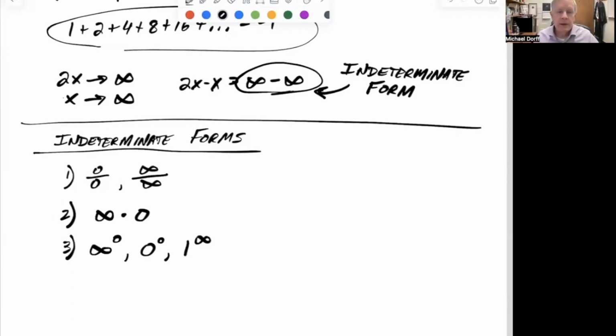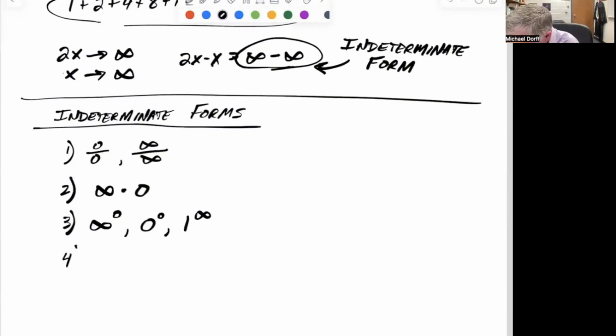Also 1 to the infinity. 1 to any power is 1, all right? 1 squared is 1, 1 cubed is 1, 1 to the 4th is 1. But something to a really large power like infinity, would that be infinity? And a fourth type we have is this infinity minus infinity that we talked about at the very beginning.